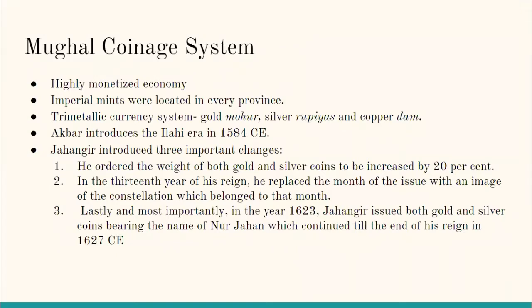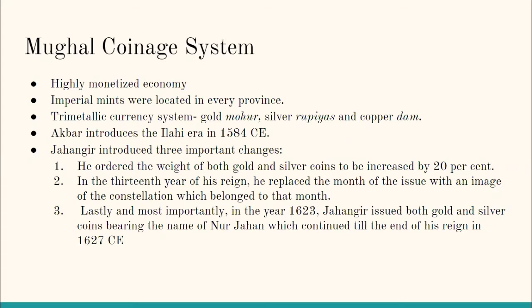The imperial currency flowed freely from Kabul to Dhaka and from Surat to Madras. Now Akbar introduced a lot of monetary reforms and is credited with having established the Mughal currency system, which remained relatively unchanged until the very end of the dynasty. So imperial mints were located in every province to meet the needs of the currency, and it was highly centralized with a mechanism to control the quality and purity of coins.